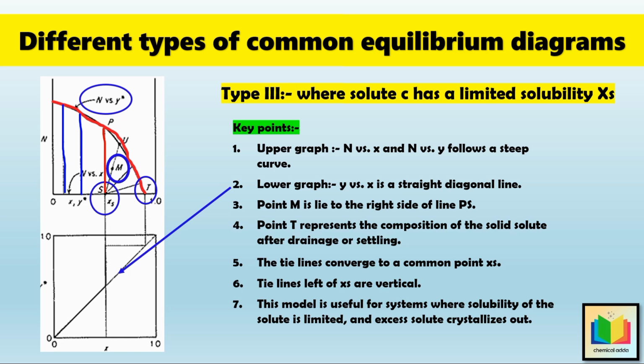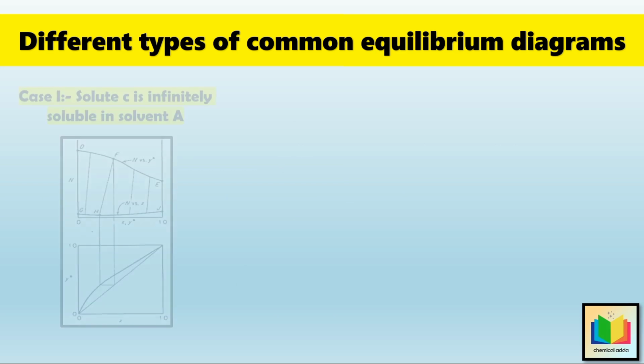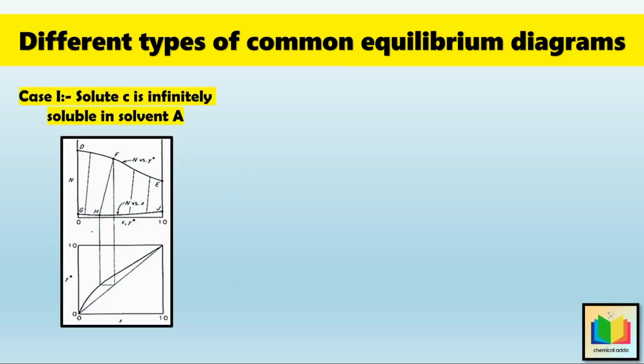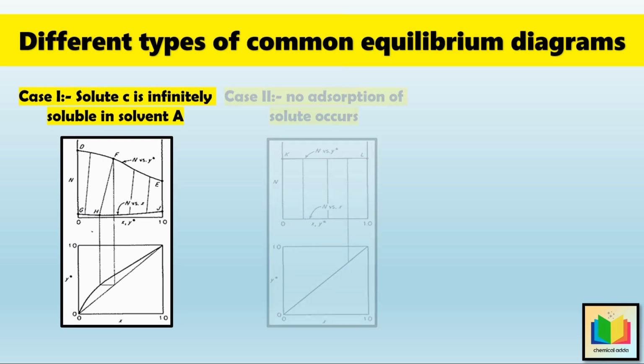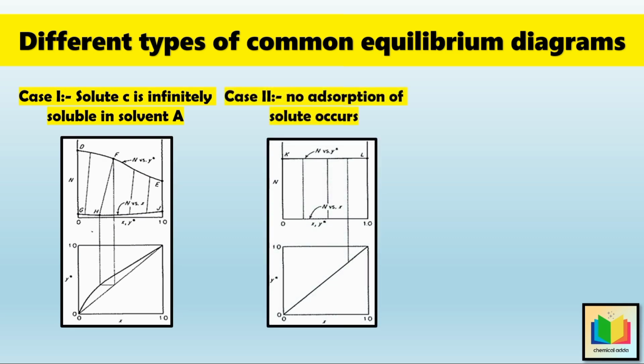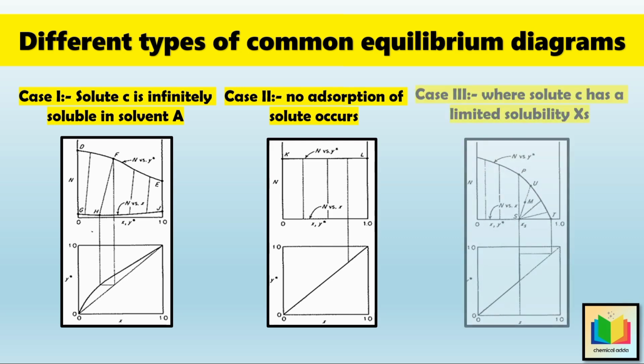So that's all about different types of equilibrium diagrams in leaching operations. Let's quickly recap. So there are three main common types. Type 1, where the solute is infinitely soluble and tie lines are inclined. Type 2, the ideal case, with no adsorption, vertical tie lines and uniform distribution. Case 3, where the solute has limited solubility, and we see crystallization beyond the solubility limit. So, each of these models helps in understanding how solute behaves in real leaching systems, and that's important for designing efficient extraction processes. So, thanks for watching.